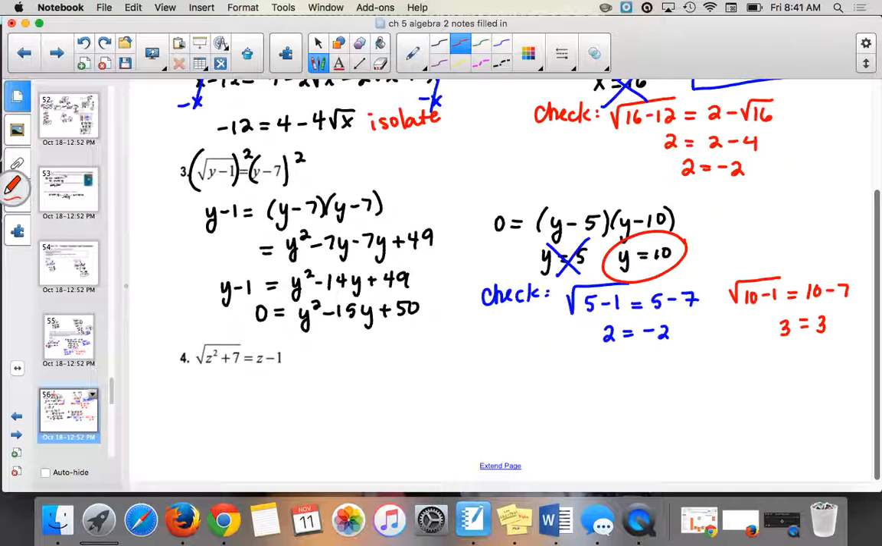But usually, I mean, always it is like where it's like 2 equals negative 2 that causes it to be bad. So if you're getting like 2 equals 7, there's something really wrong there. I would go back and check. It's always like 2 equals negative 2. All right, so number 4.